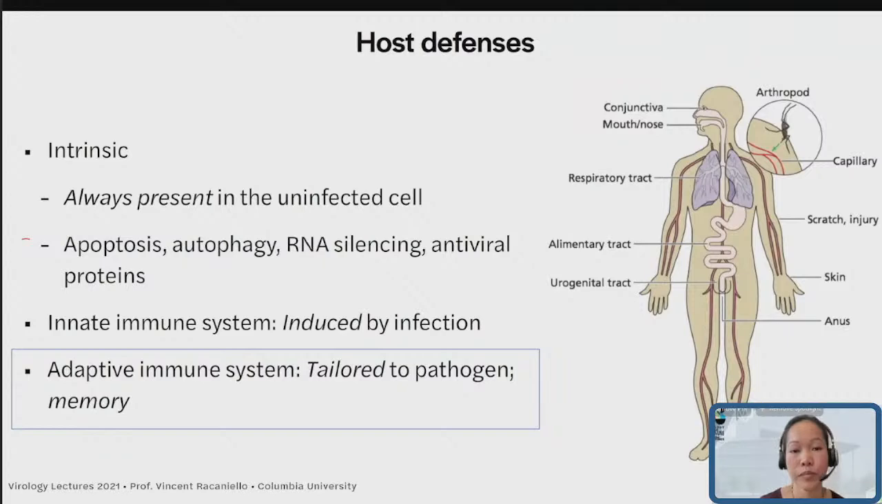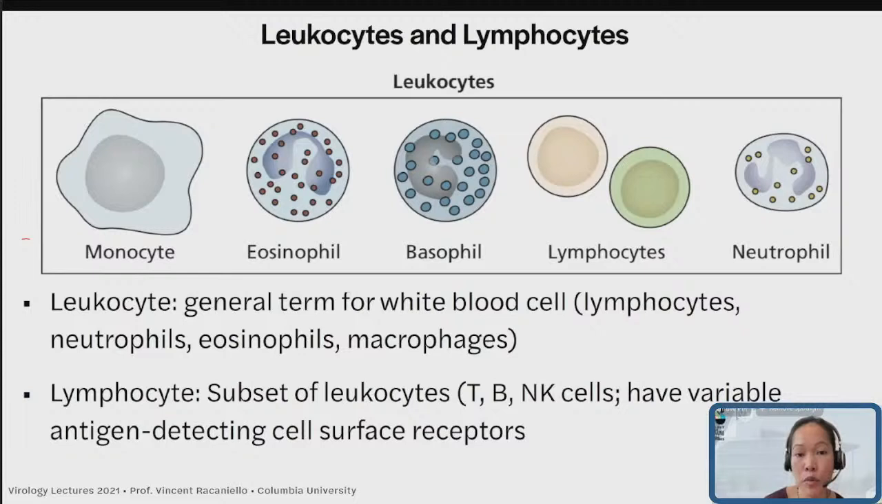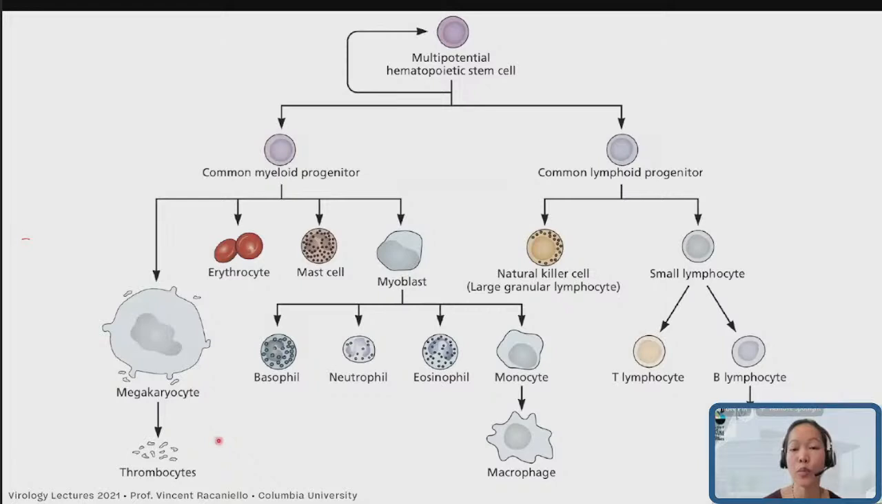So very brief definitions, the mediators of the adaptive immune system are leukocytes, particularly lymphocytes. Leukocytes consist of monocytes, eosinophils, basophils, lymphocytes, and neutrophils. So the general term for white blood cells is leukocytes. And lymphocyte is a subset of the leukocytes. And this contains your T cells, B cells, and NK cells, and they have variable antigen-detecting cell surface receptors. Again, going back, they are produced in the bone marrow, starting from the hematopoietic stem cell, which differentiates into myeloid progenitor and lymphoid progenitor.